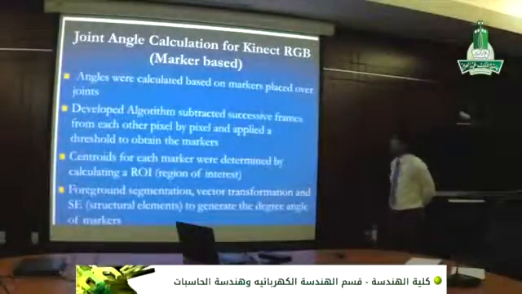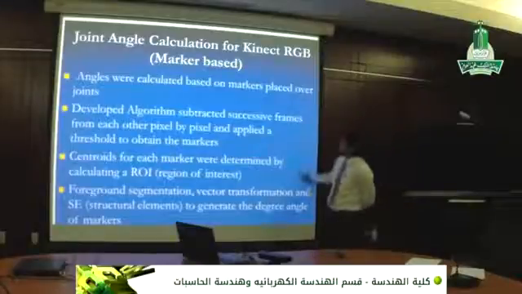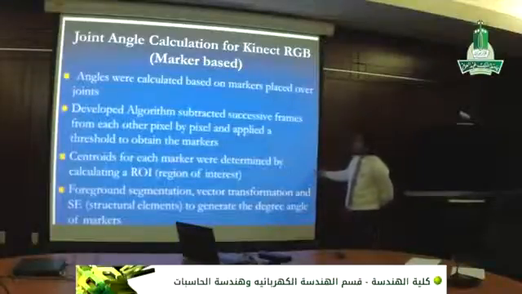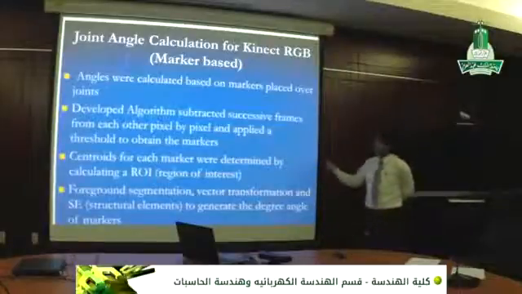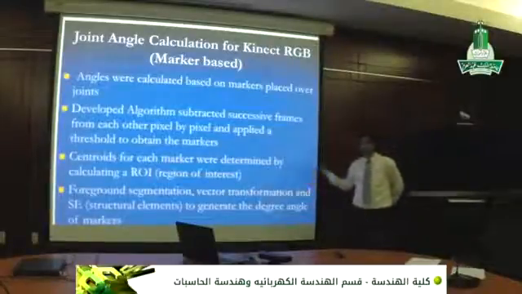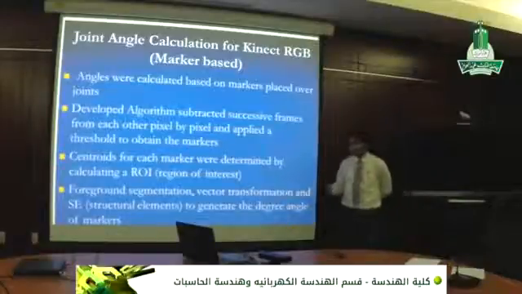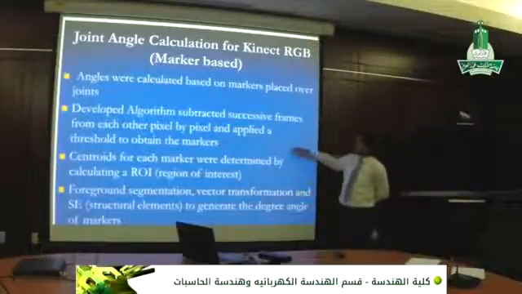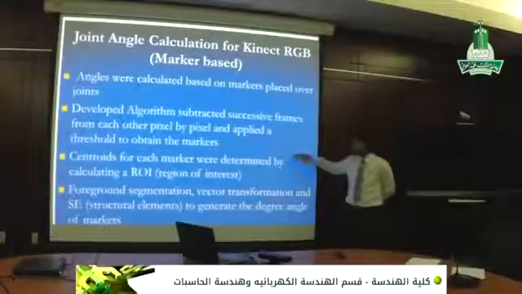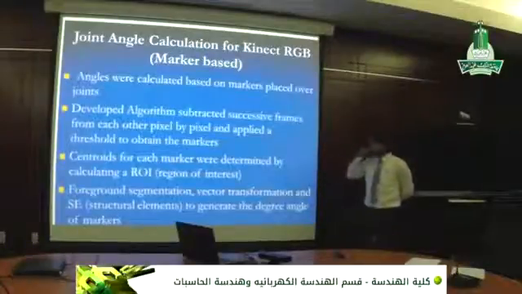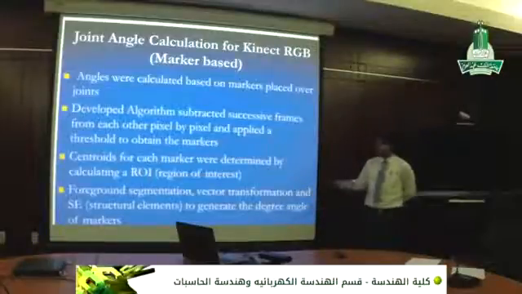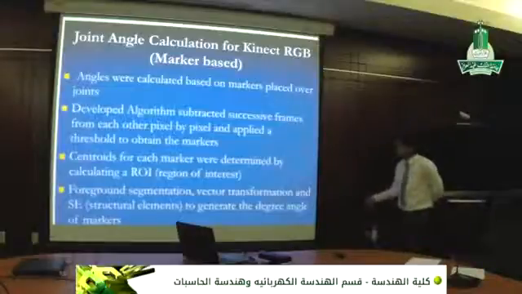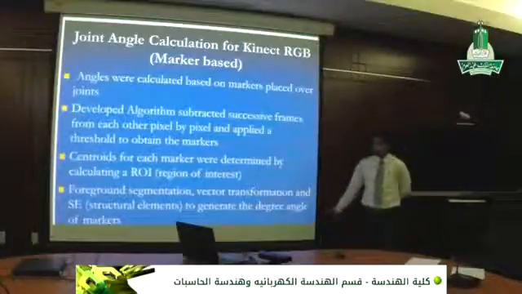For the marker-based system, we used MATLAB for getting the values. Angles were calculated based on markers placed over the joints. The developed algorithm subtracted successive frames from each other, pixel by pixel, and a threshold was applied to obtain the markers. The centroid for each marker was determined by calculating the region of interest. Foreground segmentation, vector transformation, and structural elements were used to generate the markers.